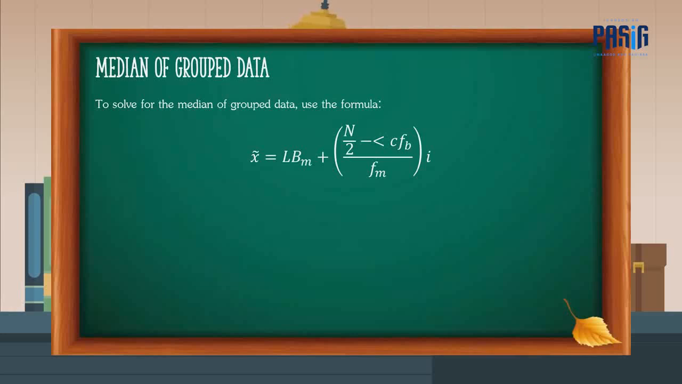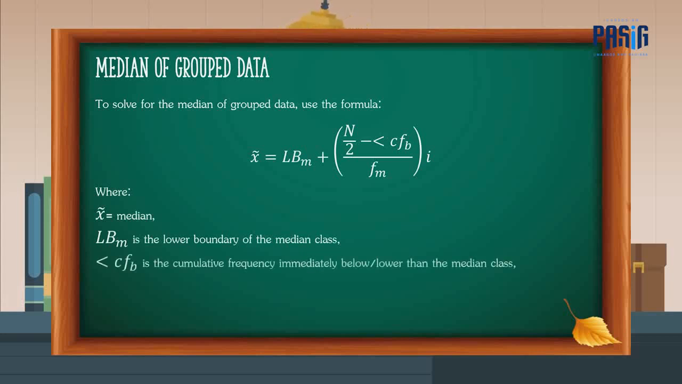Now, to solve for the median of grouped data, we're going to use this formula. Median is equal to the lower boundary of the median class plus the quantity of n over 2 minus less than cumulative frequency below the median class, divided by the frequency of the median class, times i, where x is the median, LB sub m is the lower boundary of the median class, less than CF is the cumulative frequency immediately below or lower than the median class, f sub m is the frequency of the median class, and i is the class size or the interval.